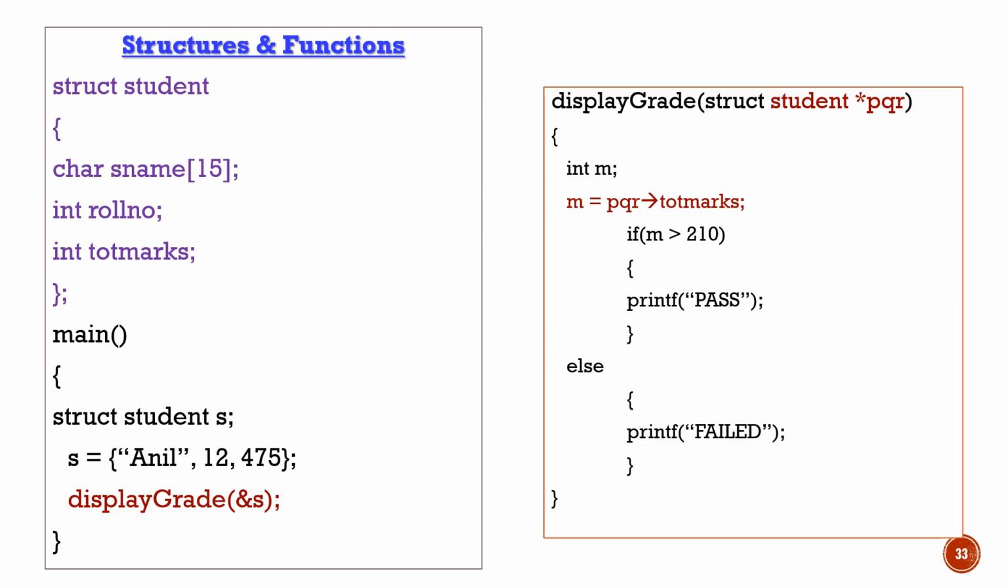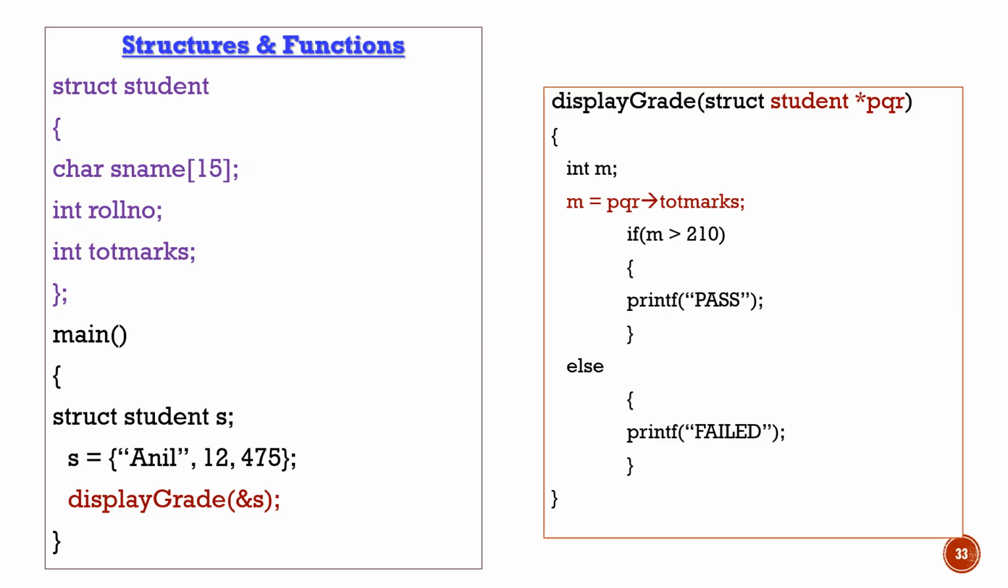Then we are making use of a function displaygrade, and within brackets the &S notation is being used. That means the address of variable S will be passed to the function. On the right side we have the function definition, displaygrade(struct student *pqr). So the pqr variable will be getting the address of variable S. We have to make use of the arrow operator for accessing the members within the structure pqr, arrow operator totalmarks. So we get the total marks, and let us assign that to some local variable m.